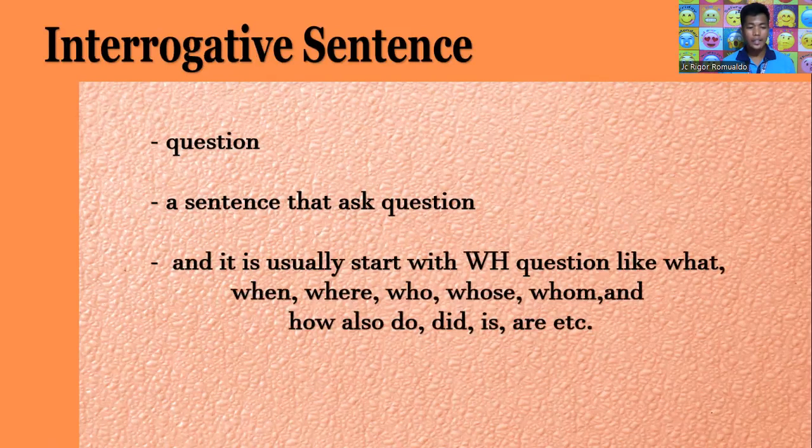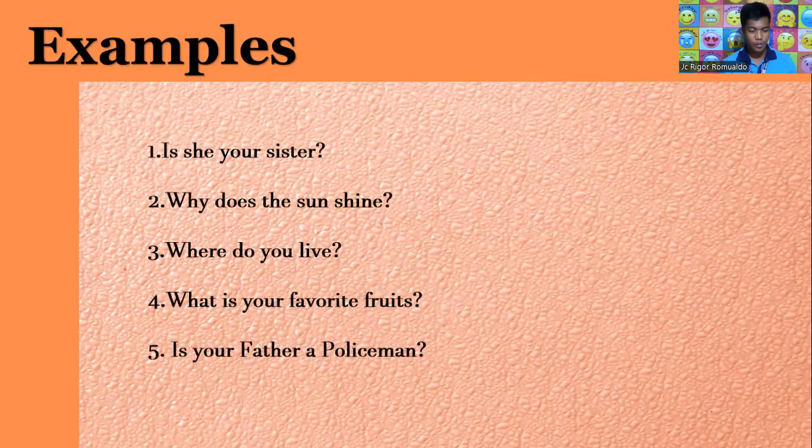And it usually starts with WH question words like what, when, where, who, whose, whom, and how. Also do, did, is, are, and etc. And of course, it ends with the question mark. Okay. So some examples of interrogative sentence are this. Who wants to read? Yes, Pineda.